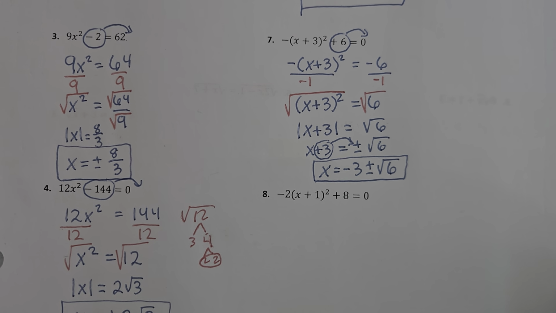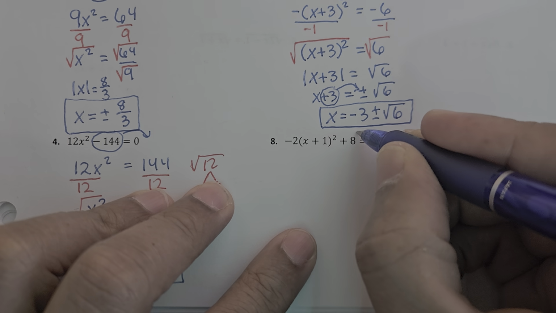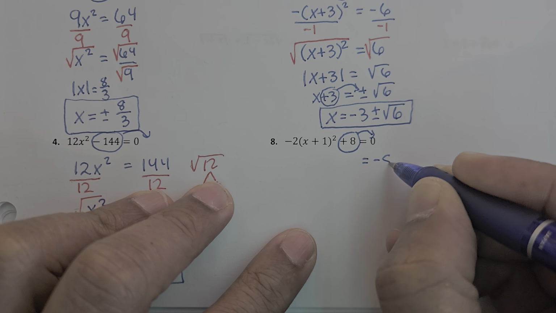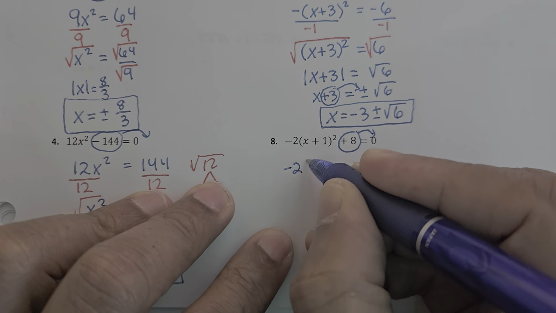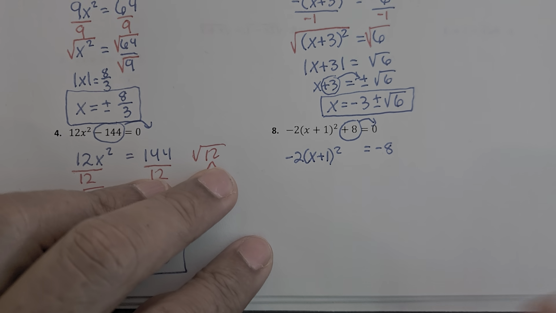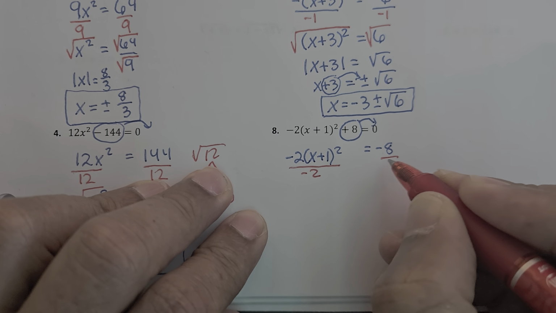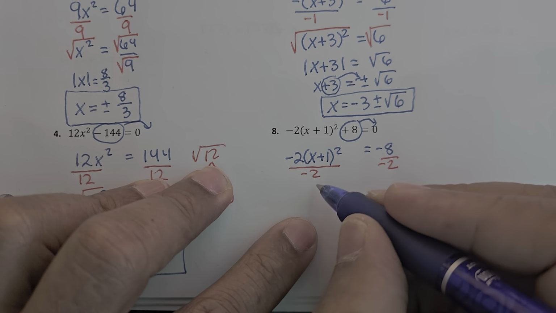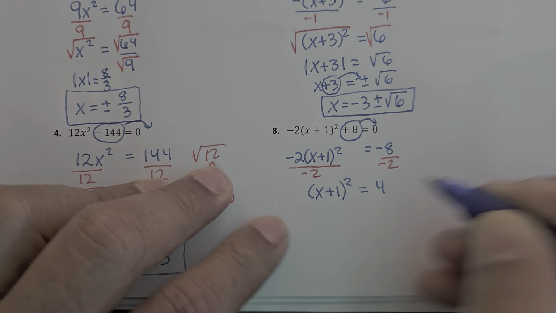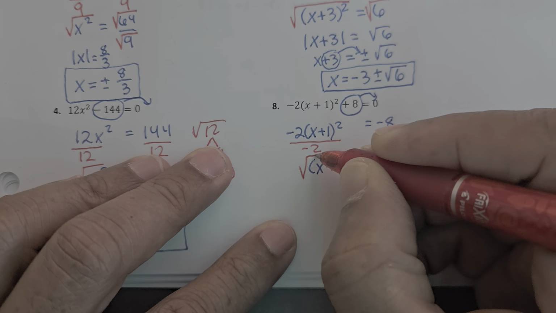All right. For example number 8, there is a positive 8. I'm going to move that 8 to the other side as well, so it's similar to number 7. Let's move this 8 to the other side, so then it becomes negative 8 on this side. But now we have negative 2 times the quantity of x plus 1 squared is equal to negative 8. We need to divide by negative 2 to get rid of that negative 2. So then this gives you x plus 1 squared is equal to 4. Once we have this isolated, let's take the square root so we can cancel the square.